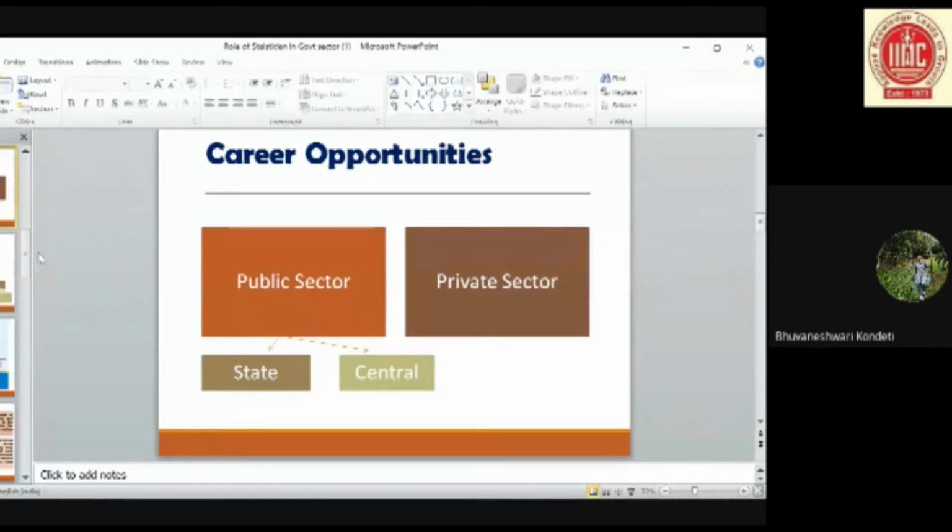These statistics papers, each paper carries 200 marks, so total is 800. And English and general studies is 100, totally 1000 marks. For 1000 marks you have to get minimum 700 to 800. You have to score above 700, then only you will be qualified.